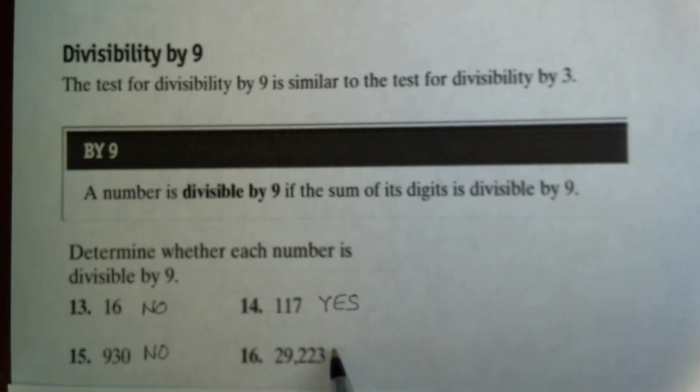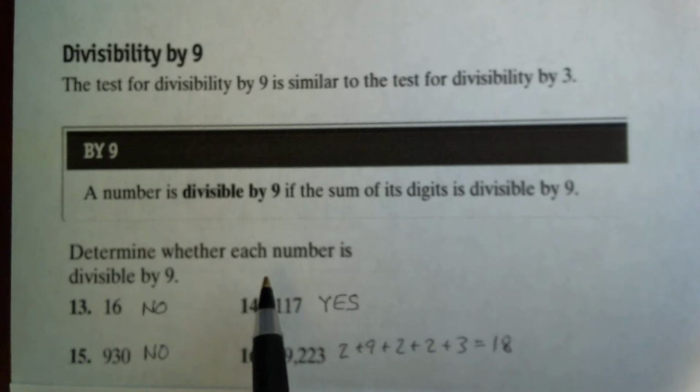Let me just write it out since it's a little bit longer number. So the sum of the digits is 2 plus 9 plus 2 plus 2 plus 3. So we add each of the digits, and that's equal to 18. And since 18 is divisible by 9, 29,223 is divisible by 9. So the answer is yes. So it's a very simple test.